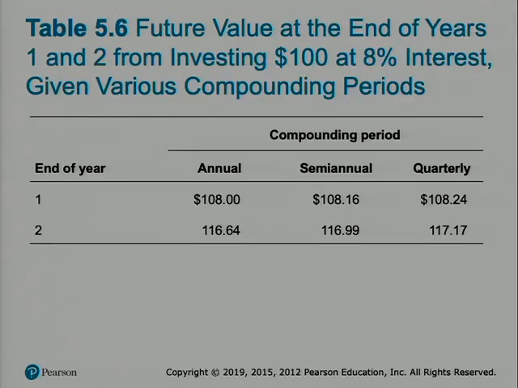And when you compound more frequently, and we discussed this, I showed you, annually is going to be the smallest value. Semi-annually will be a higher value, and quarterly will be an even higher value. Now, granted, it's not that much higher. We're talking 24 cents.